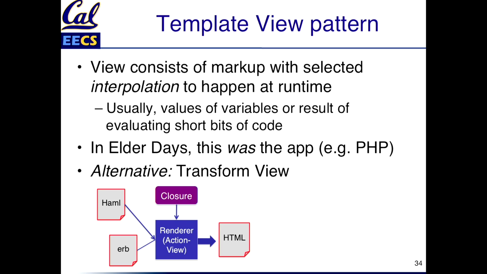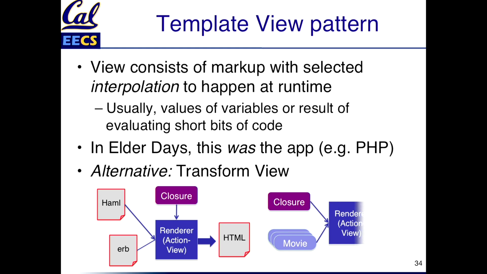Again, whenever you make an architectural choice, you're ruling out some other choice. What would you do if you weren't doing template views? Well, another possibility is you do a transform view, which is a little bit more radical. In a transform view, you have a collection of information. We're just going to say a closure that represents what you want to display to the user. And you have a bunch of data items. And there's really no intermediate template that they're filled in with.